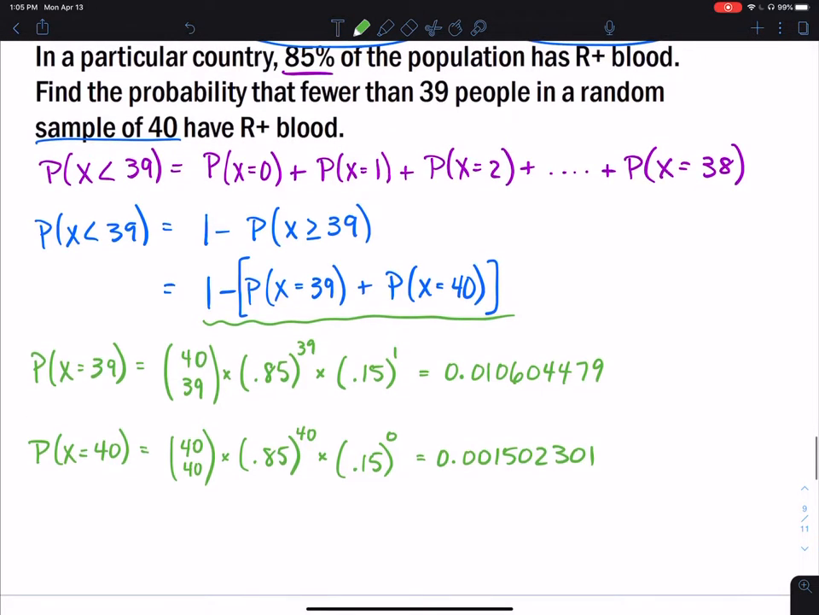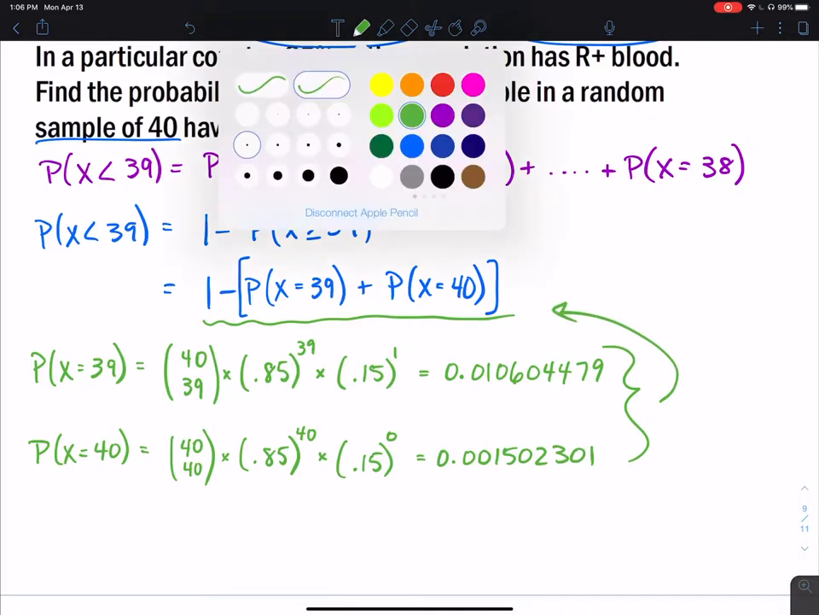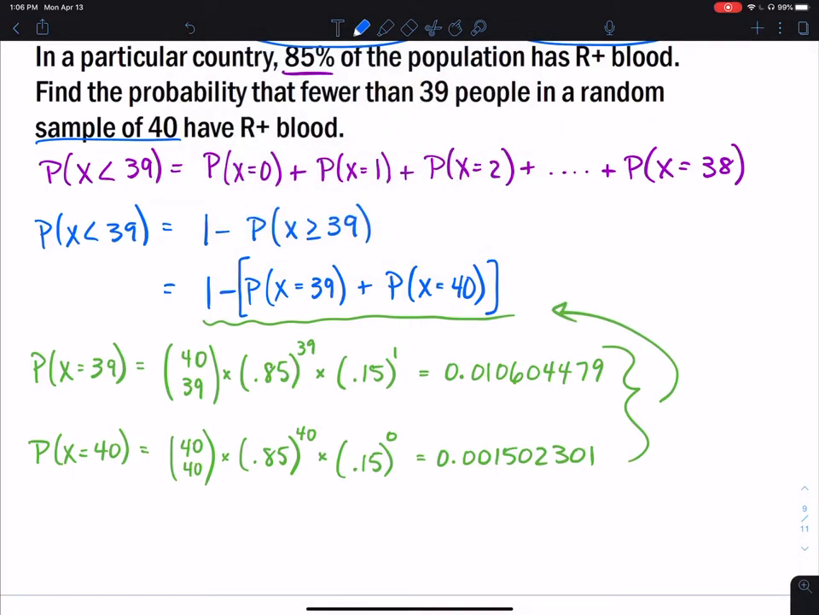What we do with these two is we add them up and we subtract their sum from 1. Okay? So if you plug these two pieces of information back in right here, and you type that into your calculator, your total answer is going to come out to be 0.988. So now we can round to 3 significant figures because we're done.